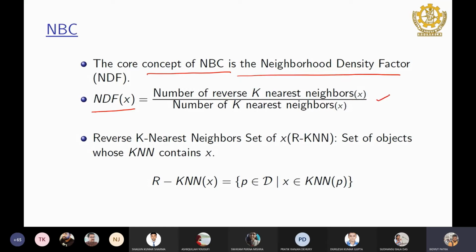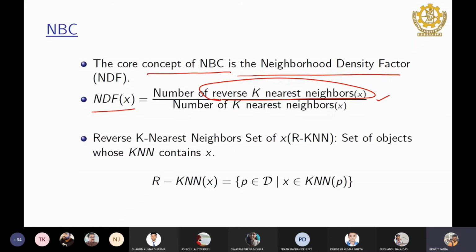To understand this NDF, what do you have to do? You have to understand what the reverse k nearest neighbor is. We know the k nearest neighbor. What is k nearest neighbor? You compute the distance from the point to all other points, and then you take the k closest points. That is the k nearest neighbor. And for the k distance, if there are multiple points at the kth distance, you have to take all the points.